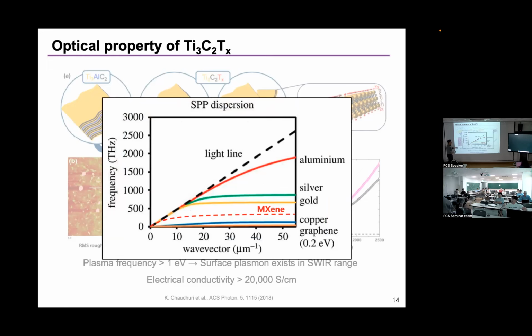Based on this electron density, we can estimate that the MXene dispersion relation is located between the gold and the copper regions. Here is the SWIR, shortwave infrared region, 1 micrometer to 2 micrometers. So very high frequency regions. MXene plasmons can be generated in this region, so we can use this device as communication devices or for any other IR-based applications.